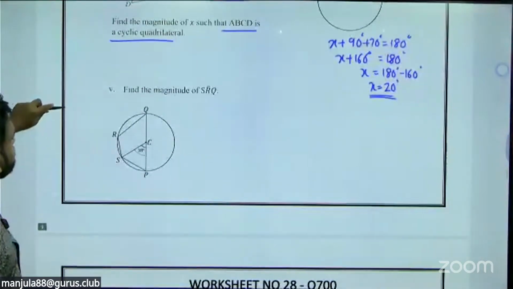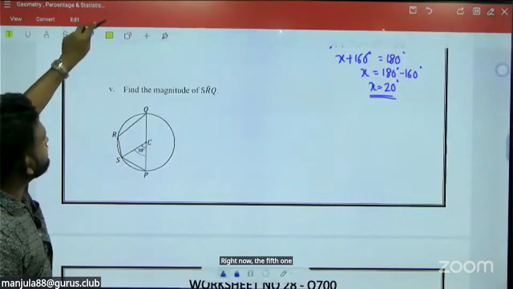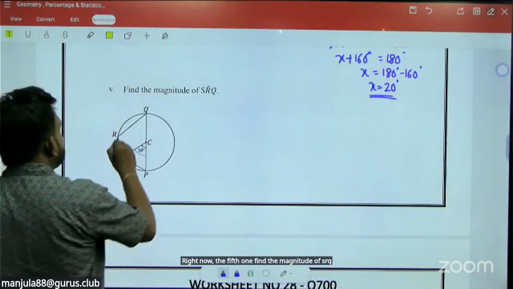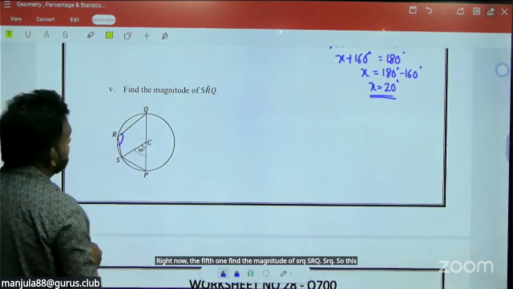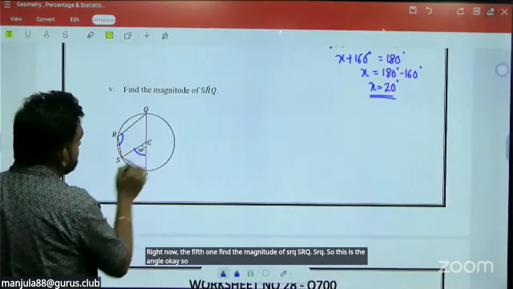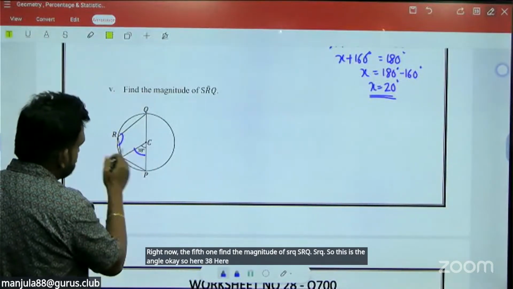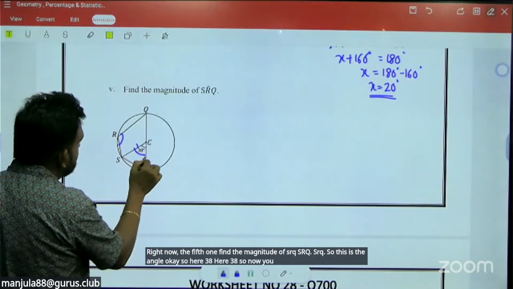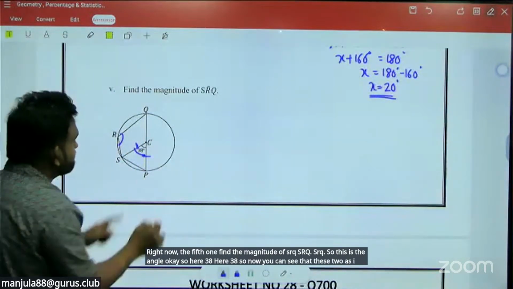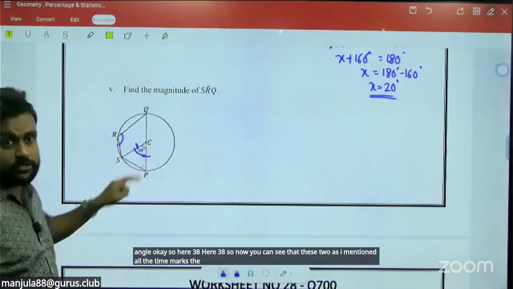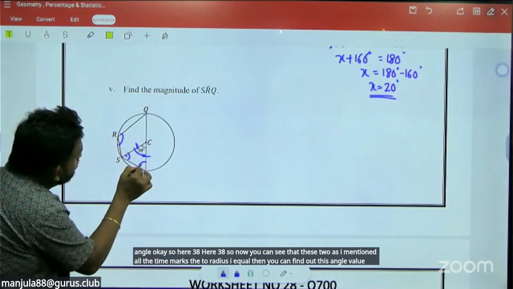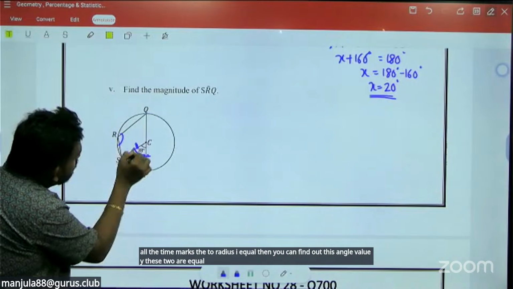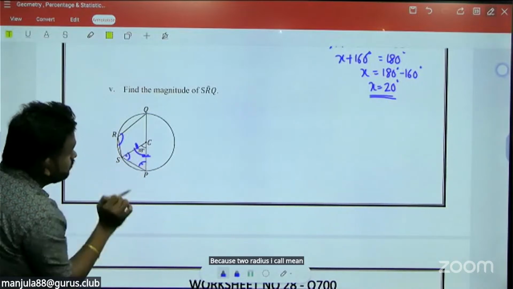Right, now the fifth one, find the magnitude of SRQ. So this is the angle. Okay, so here 38, here 38. Now you can see that these two, as I mentioned, all the time mark the two radii are equal. Then you can find this angle value. Why? These two are equal, because two radii are equal, meaning the opposite angles to those sides are also equal.